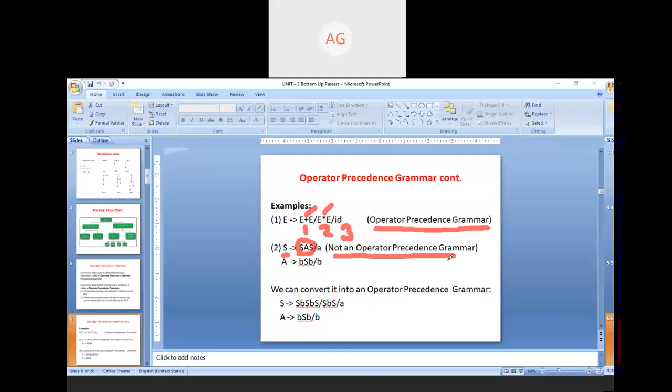Because of rule number 2. Although rule number 1 is satisfied here, because here it does not contain epsilon on the right hand side, rule number 2 does not satisfy here. That's why this grammar is not an operator precedence grammar. Now we need to convert this grammar into an operator precedence grammar. So just follow these steps.